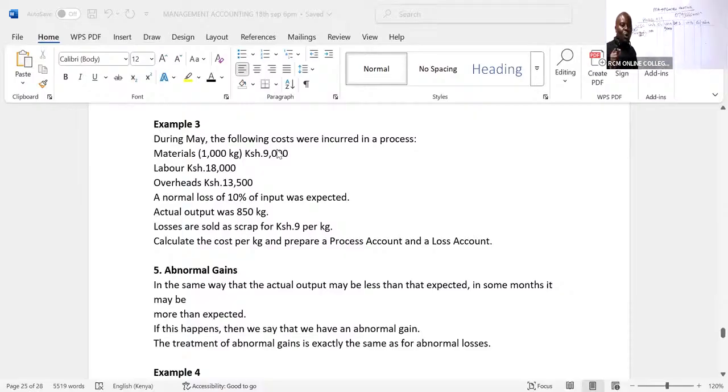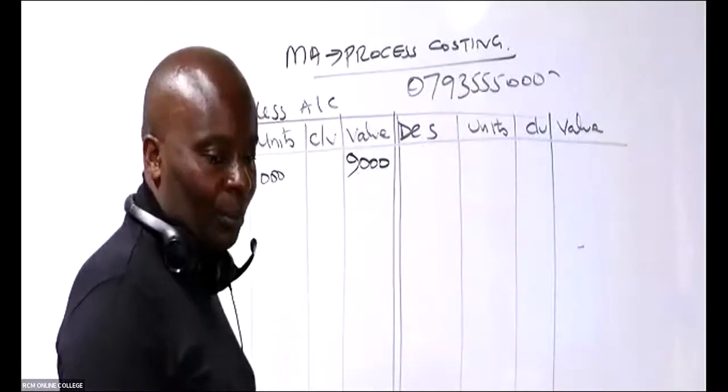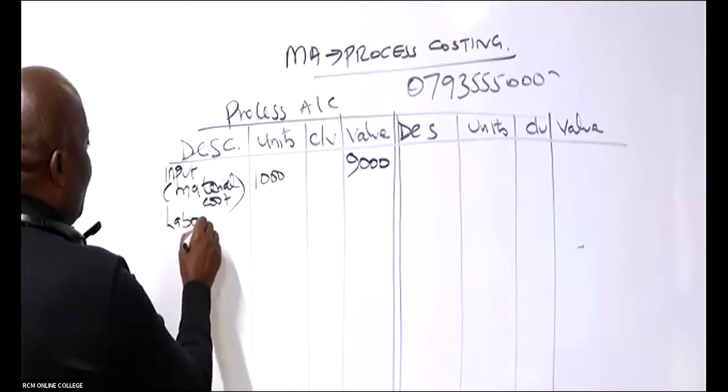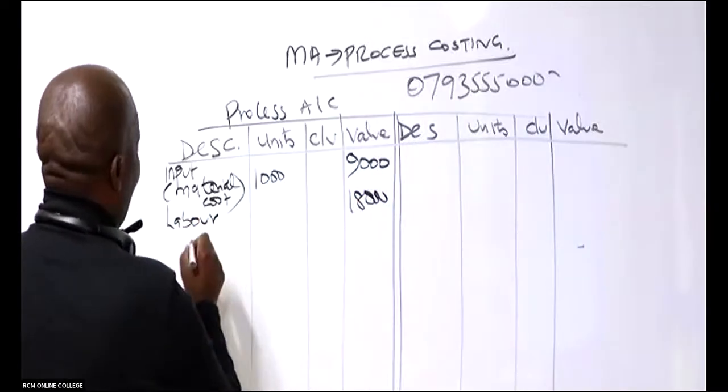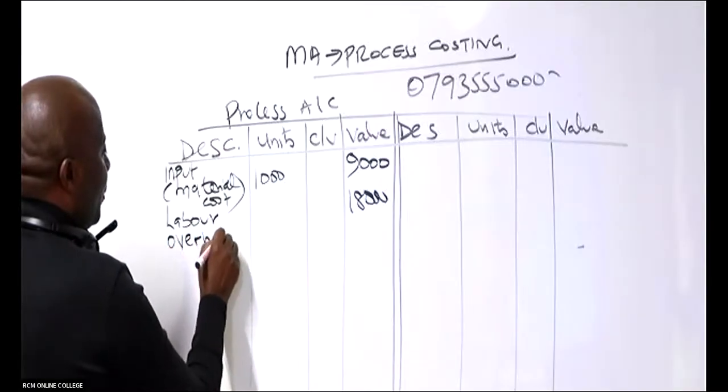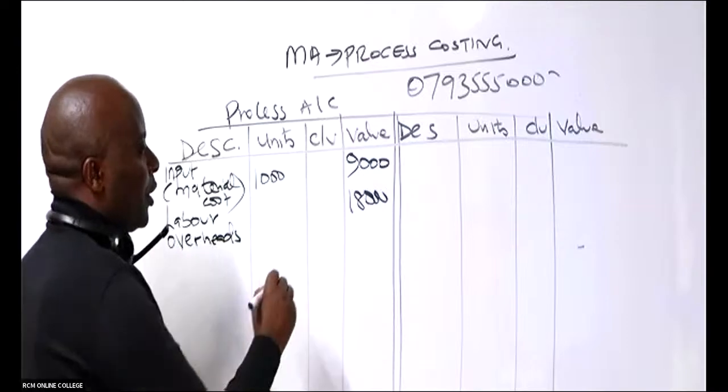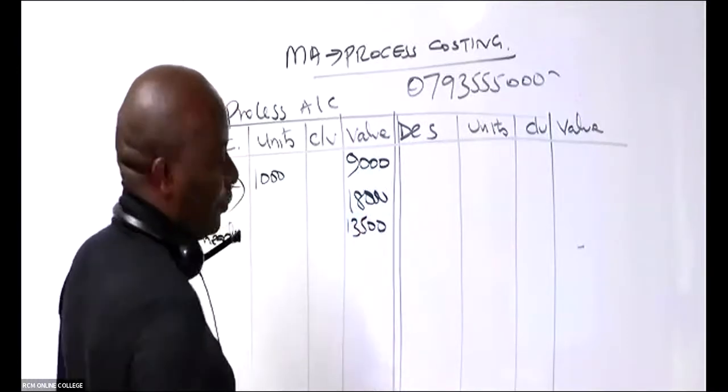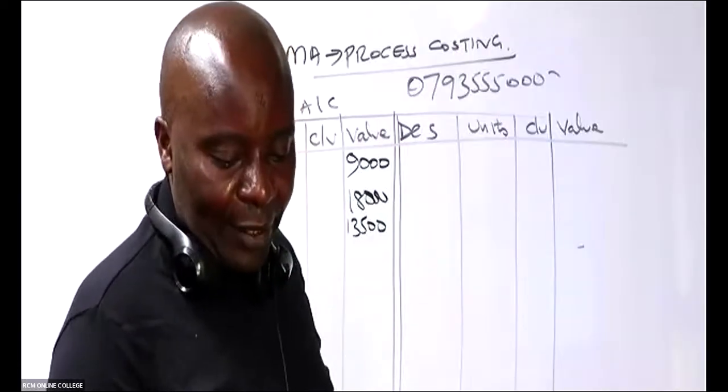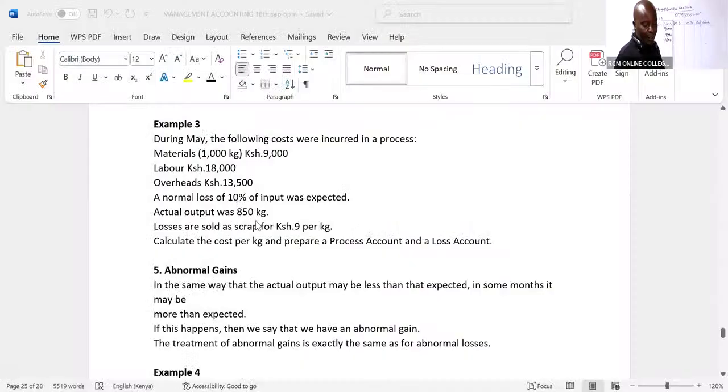So remember, once you've brought in the main material, now you need to bring in what we call conversion. Conversion is made up of two items, labor and overheads. So you can see labor is $18,000, and overheads we have 13,500.